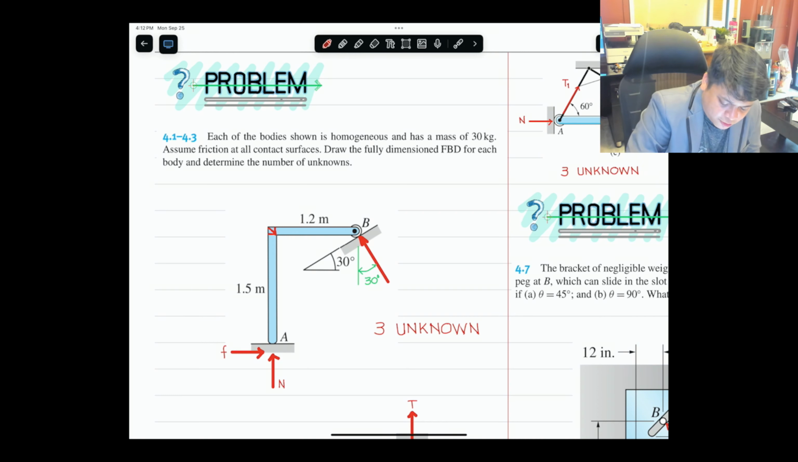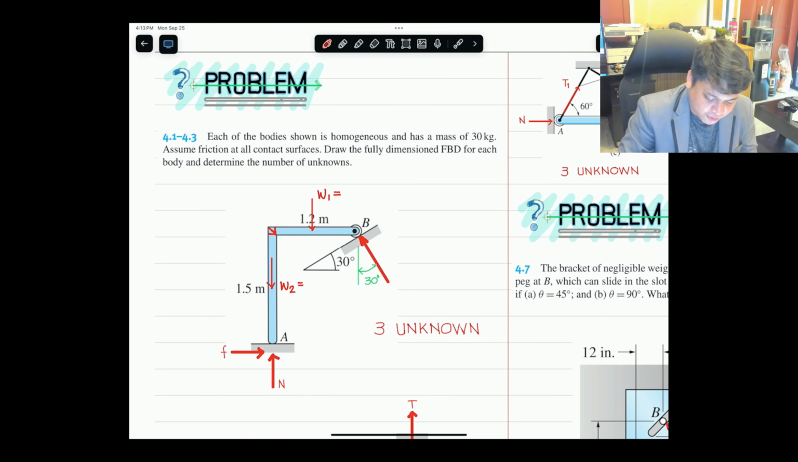Again, itong 1.2, meron po yung force dito. Okay? So, you can have it as weight 1. And then dito din, at gitna, hatiin din natin siya. So, meron ka ditong 1.5. So, again, meron ka naman ditong weight 2. Okay? So, yung weight 1 natin, again, meron kang 30 kilograms.